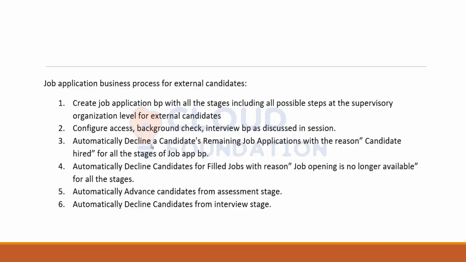Then you have to automatically decline a candidate's remaining job applications with the reason candidate hired for all the stages of the job application BP. So what you need to do, can you tell for this third point how you are going to do it? So first we need to make a disposition, and then create a condition rule in the stage of the BP and then decline it, right? Like as you showed yesterday.